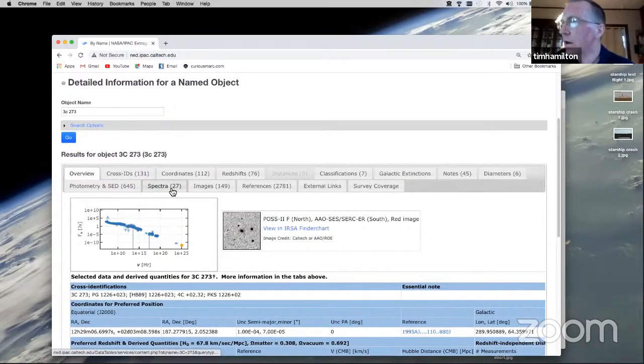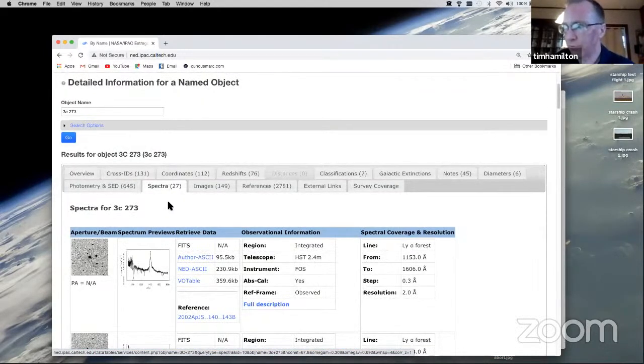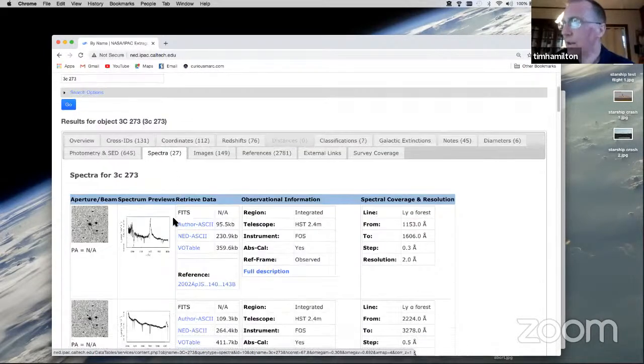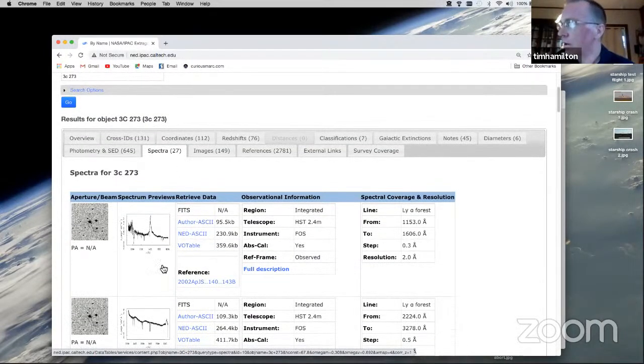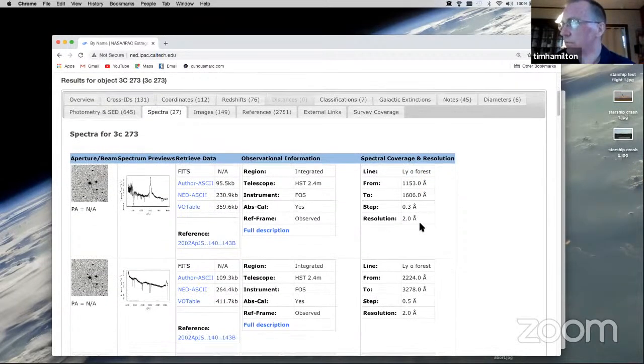Now, we want to get the optical spectrum. So we click on spectra. There are 27 spectra available. They list them in order of wavelength, from short wavelength first. Here we have ultraviolet. This is the Lyman alpha forest, which we won't get into right here. It gives you the short and the long wavelengths in angstroms.